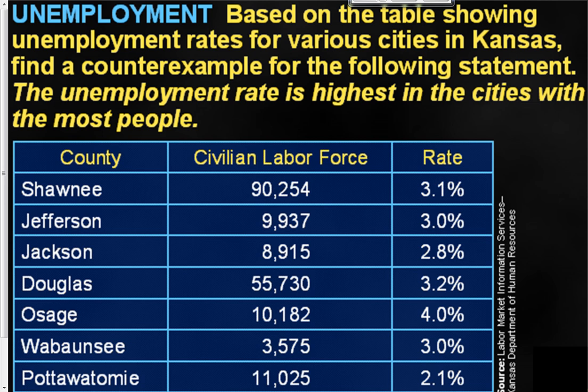So if we have something like this on a graph or a chart, maybe you read this on a website or in a newspaper, something like that. Based on the table below showing unemployment rates for various cities in Kansas, find a counterexample for the following statement. You sometimes hear about these kinds of things, reading through different sources. The unemployment rate is highest in the cities with the most people.